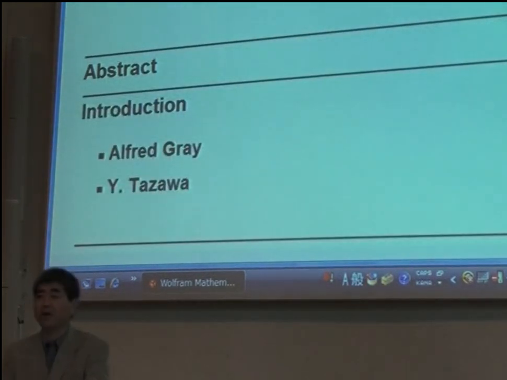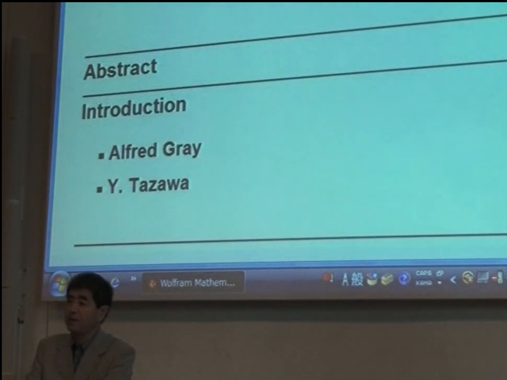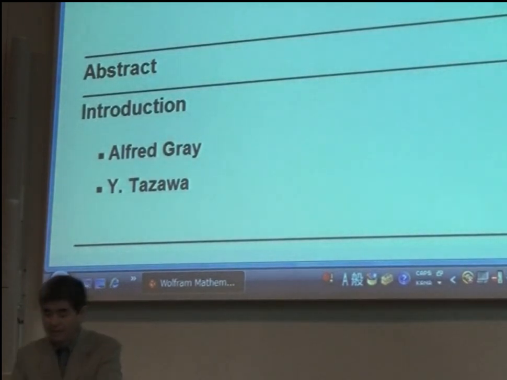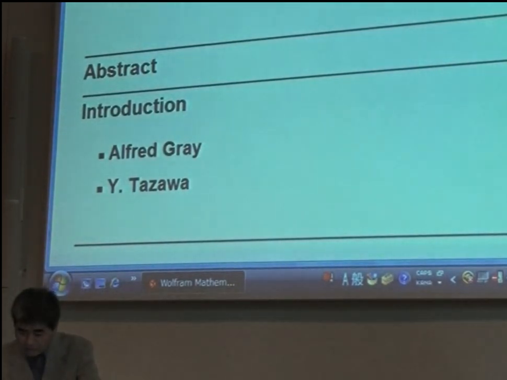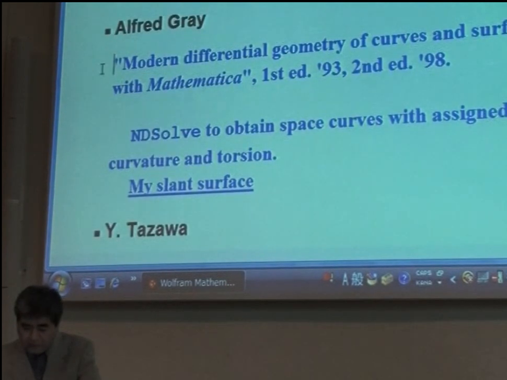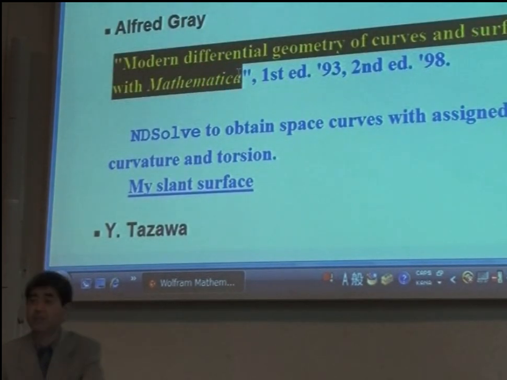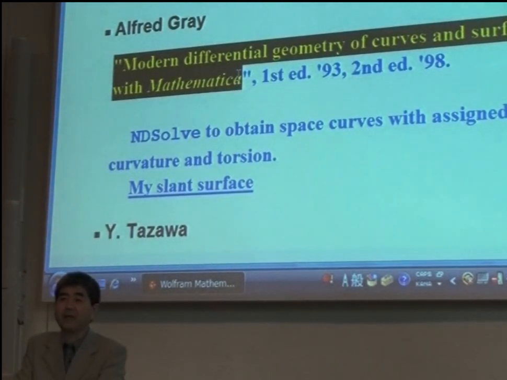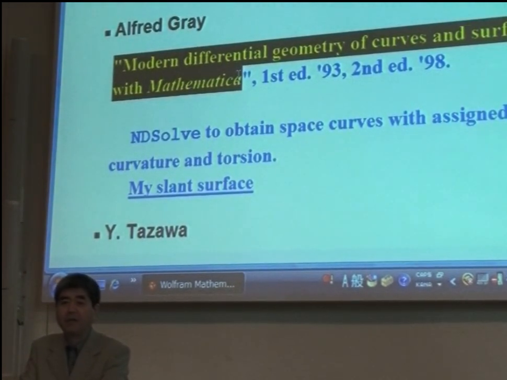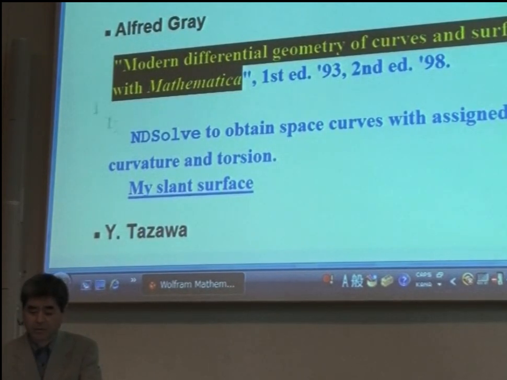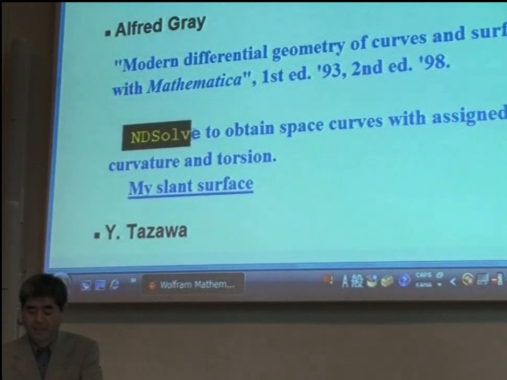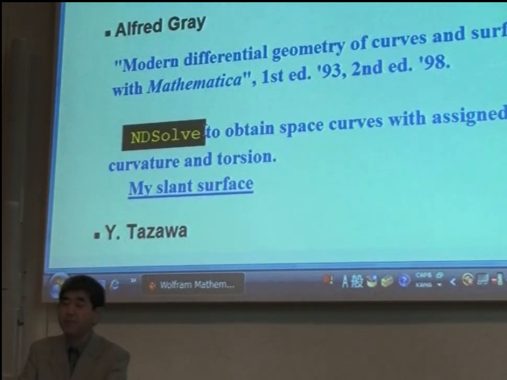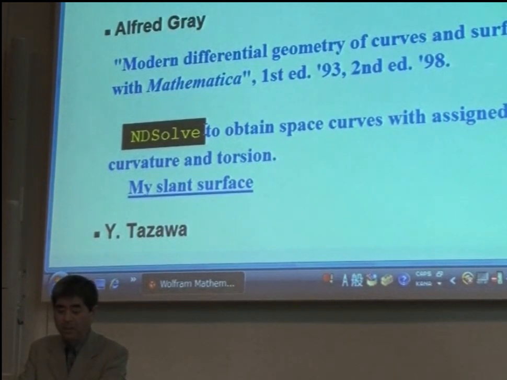About differential geometry and Mathematica, there's a nice book written by Alfred Gray, this one, Modern Differential Geometry of Curves and Surfaces with Mathematica. Its first edition was published in 1993, and I was impressed by his book very much, especially by his use of the Mathematica command NDSolve to obtain space curves with assigned curvature and torsion.